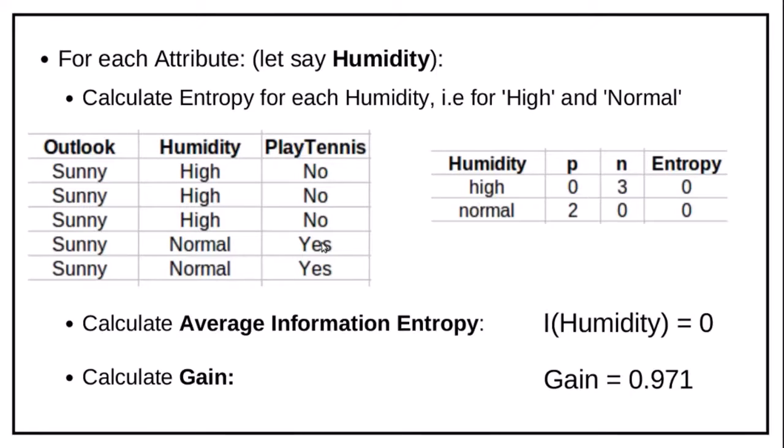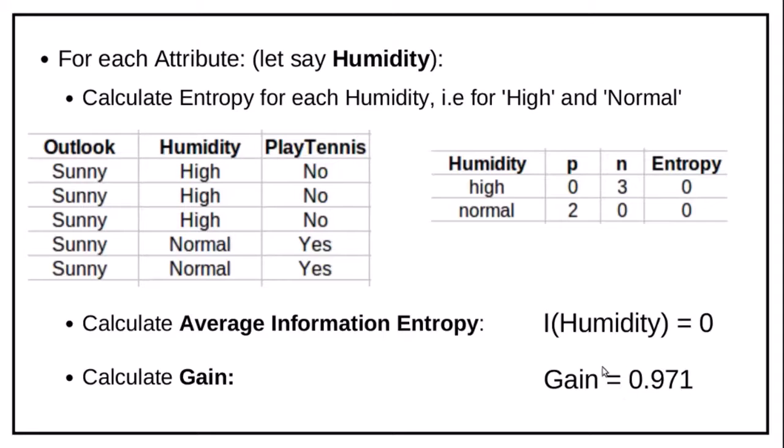And for normal, the number of positive examples is 2 and the number of negative examples when humidity is equal to normal is 0, so entropy will be 0. Again you can calculate the average information entropy. Try to calculate it by yourself, match your answer with the slides given over here. So information of humidity is equal to 0.